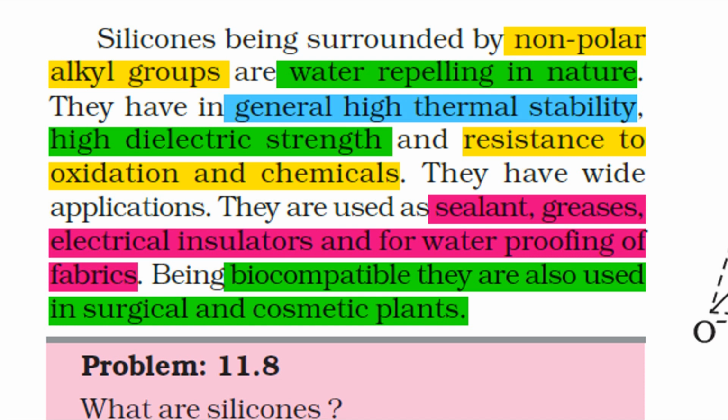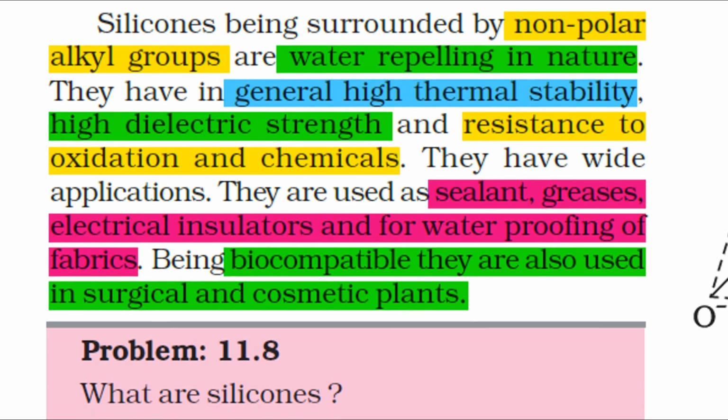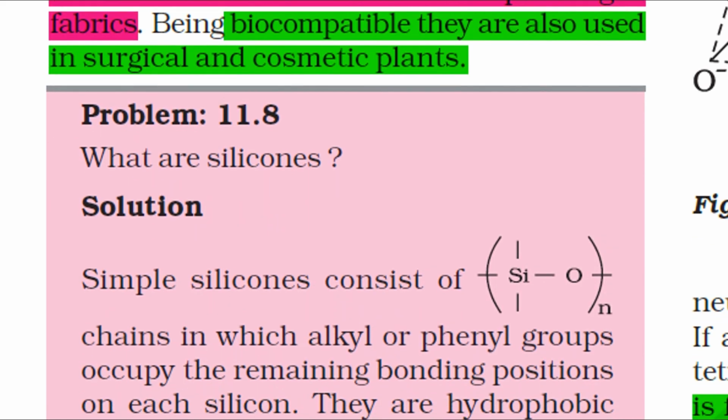Next, silicones being surrounded by non-polar alkyl groups are water repelling in nature. They have in general high thermal stability, high dielectric strength, and resistance to oxidation and chemicals. They have wide applications. They are used as sealant, grease and electrical insulator, and for waterproofing of fabrics. Being biocompatible, they are also used in surgical and cosmetic implants. So these were some uses and some properties of silicones.